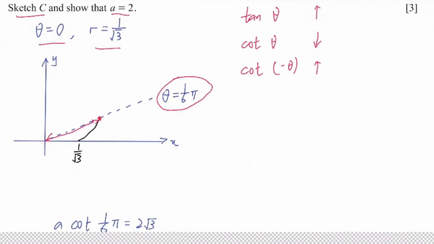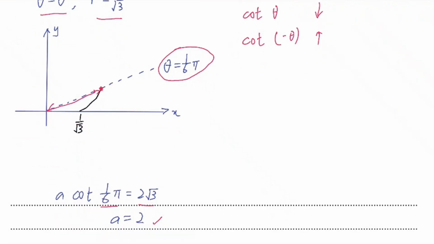Okay, so this question is a 3 marks question. So actually nothing much from there. The showing part is 1 mark. They expect us to sub in the 1/6 pi, and then the sketch here is 2 marks. Usually the question will allocate the marks like this.